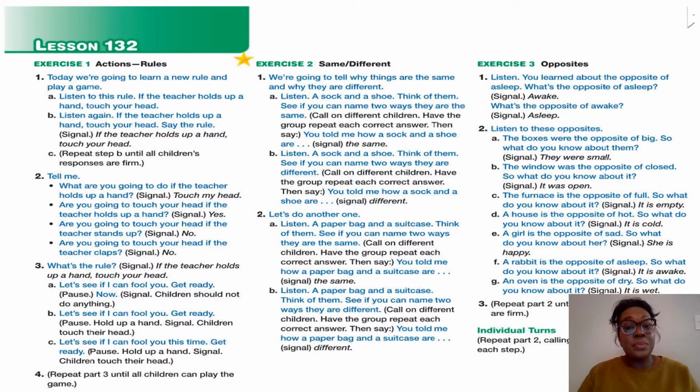Think of them. See if you can name 2 ways they are the same. You told me how a paper bag and a suitcase are. Get ready. Yes, the same. Listen, a paper bag and a suitcase.